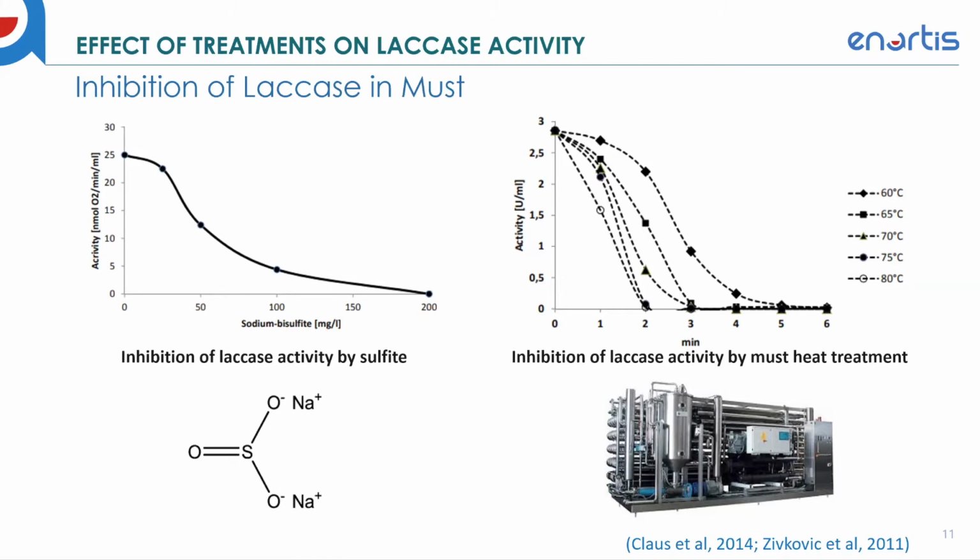We can use must heat treatment. So thermovinification or flash détente will get to a high enough temperature that you can denature the laccase and actually completely remove the activity. So that's one effective treatment you can use, is actually using thermovinification or flash détente. And depending on what temperature you get the must up to will depend on how quickly you're able to remove that activity. And so that's a very useful way to actually get rid of the enzymatic activity prior to fermentation.